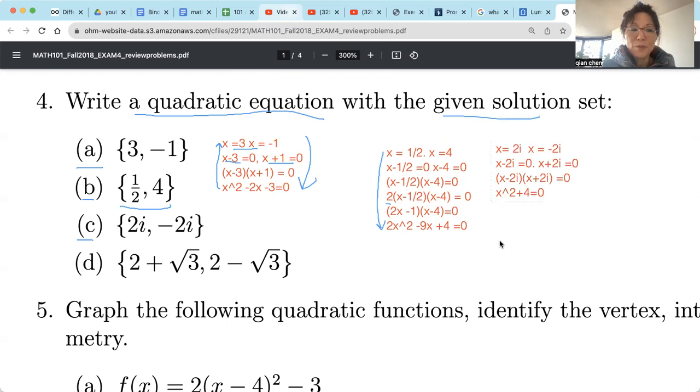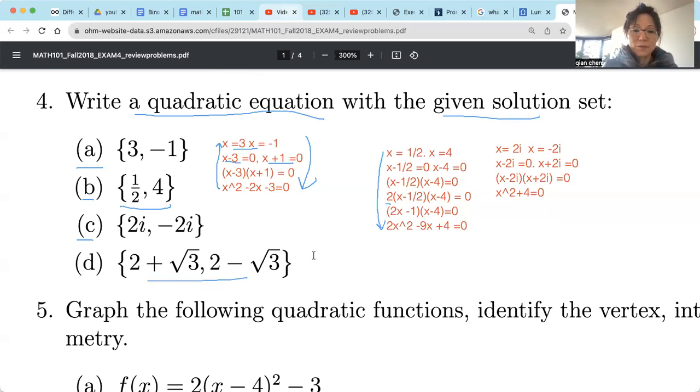So in real numbers, we cannot factor the sum of two squares. But in complex numbers, we can factor the sum of two squares because we use the property of i squared equals -1. Now let's see part D. In D, we have two irrational solutions. So irrational solutions also come in pairs.